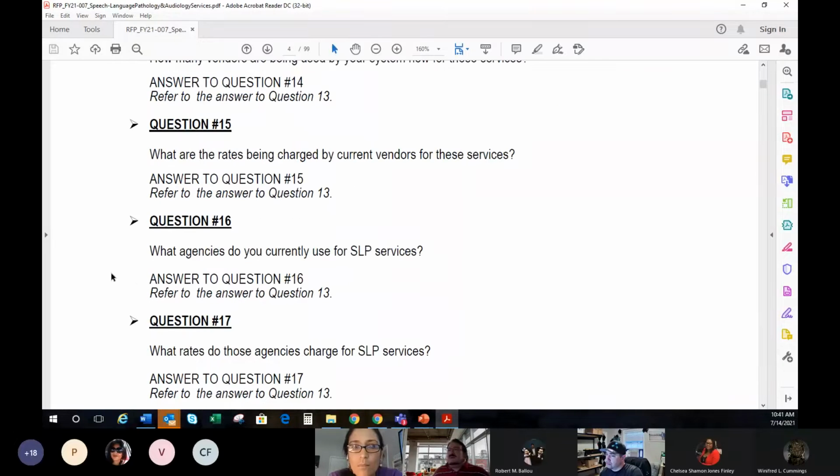Well, basically here they're showing what types of questions can be asked, like what are the rates being charged by current vendors for these services. Sometimes we refer to another question because if somebody has already asked that question, then you just go back up to where question 13 is and look for the answer that is provided for you. I don't know if we can go back up to 13.